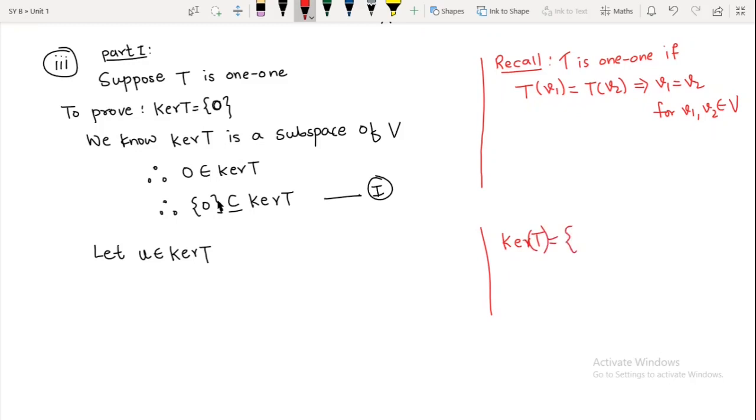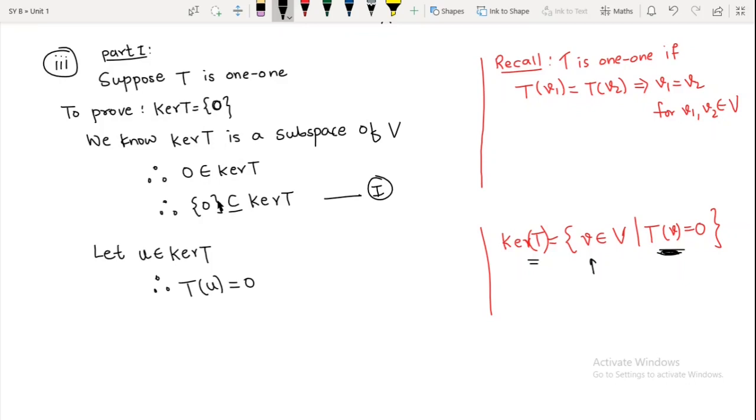Kernel of T is the set of all v belonging to V such that T of v is equal to 0, isn't it? Now since this u belongs to kernel of T, therefore what can I say? Whenever some element is present in kernel of T, then its image is equal to 0. So therefore the image of u, that is T of u, will be equal to 0.